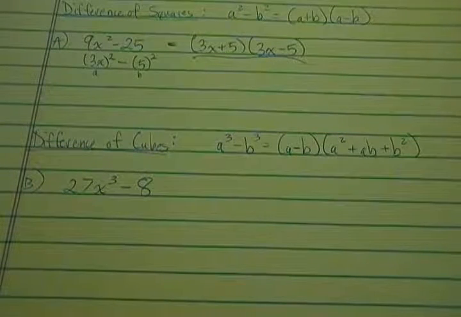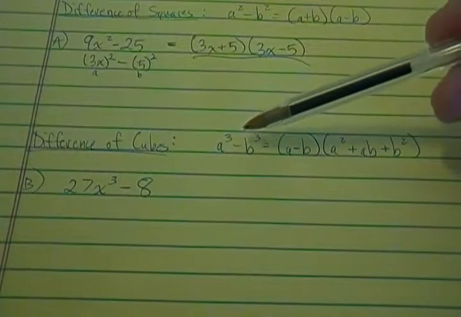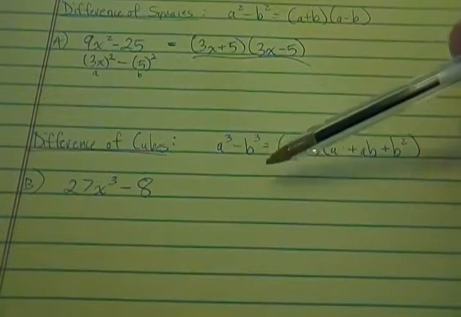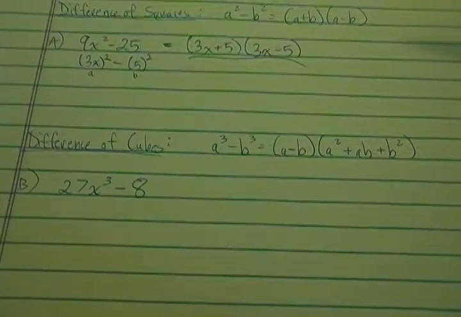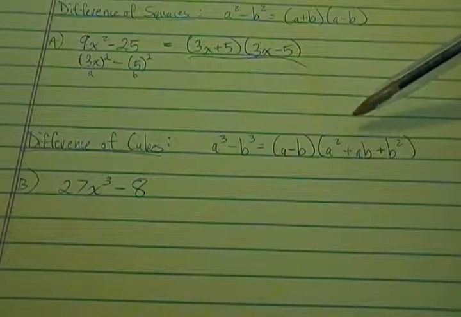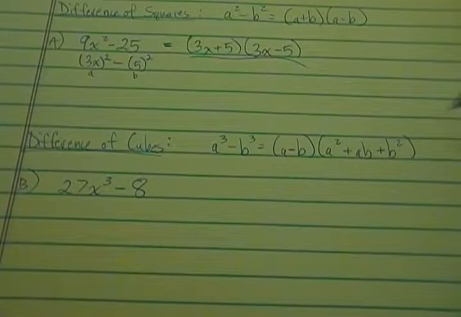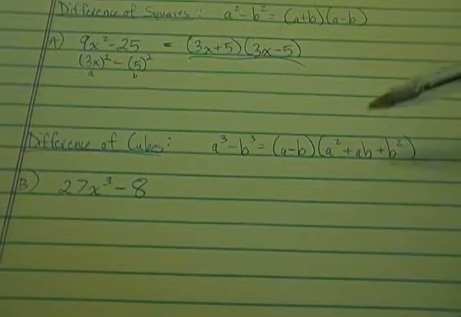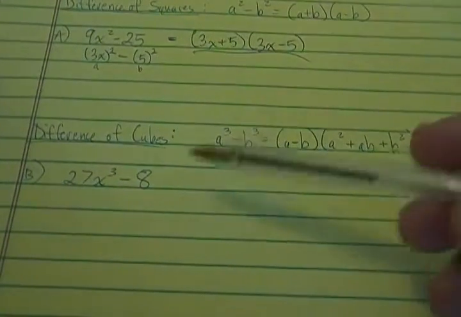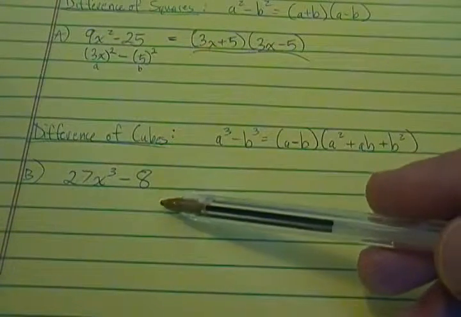The next formula is what we call the difference of cubes formula. Similar to a difference of squares, but instead of a squared minus b squared, now it's a cubed minus b cubed, so two perfect cubes being subtracted. The formula to factor a difference of two cubes is a little more complicated. It's a minus b times a squared plus ab plus b squared. Towards the end of this video, I'll show you a way to remember this formula, because the next one we look at, the sum of cubes, is similar to this formula but a little bit different, and I'll show you how to put it all together. The example we have here is 27x to the third power minus 8.